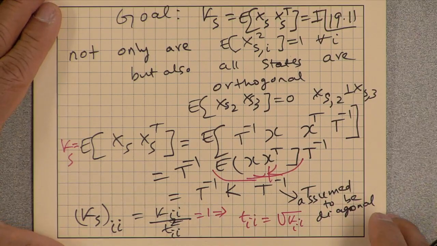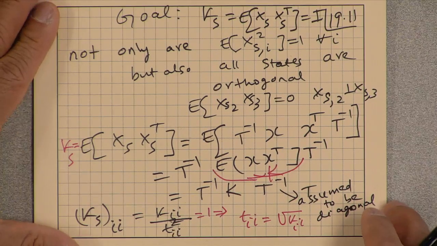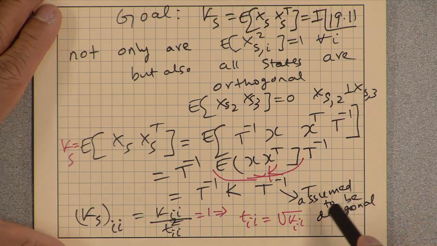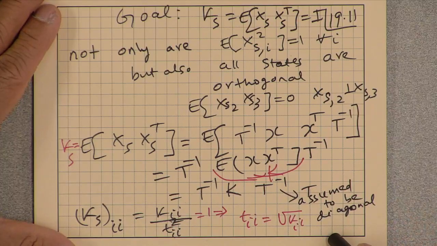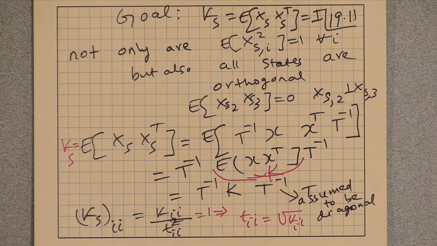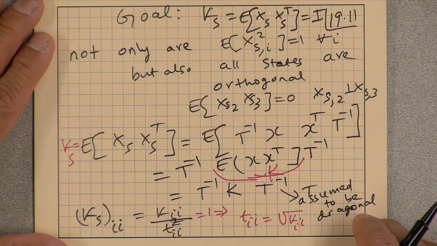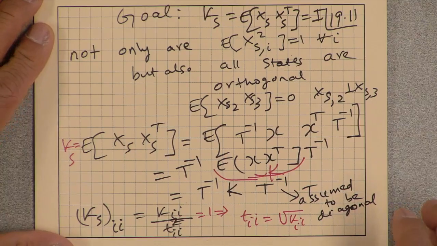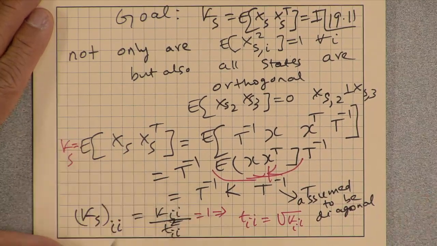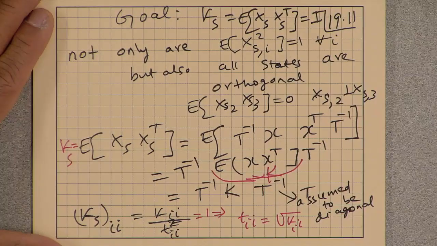So the whole idea of scaling is to start with the state space representation of the filter, compute the K matrix, look at the diagonal elements, and then construct a transformation matrix T with diagonal elements that are the square root of KII, and then you will quickly see that K scaled will be an identity matrix.